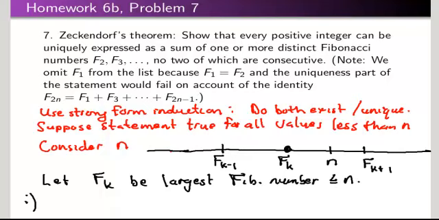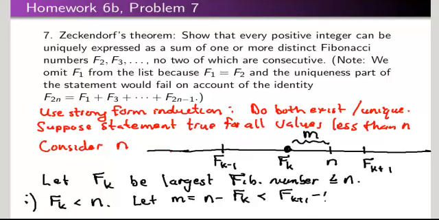The first case is where fk is strictly less than n. And then we'll look at this little difference here. Let's call that m. So let's let m be n minus fk. And note that's strictly less than fk plus 1 minus fk. But what does that equal? That's fk minus 1. That's the recurrence relation for the Fibonacci sequence. So this difference m is strictly smaller than fk minus 1.